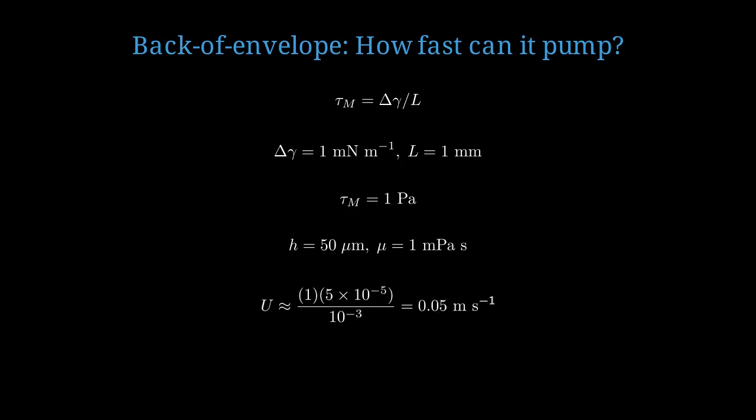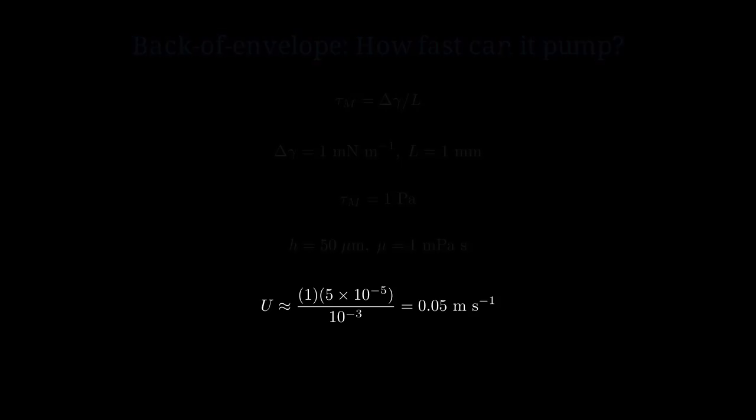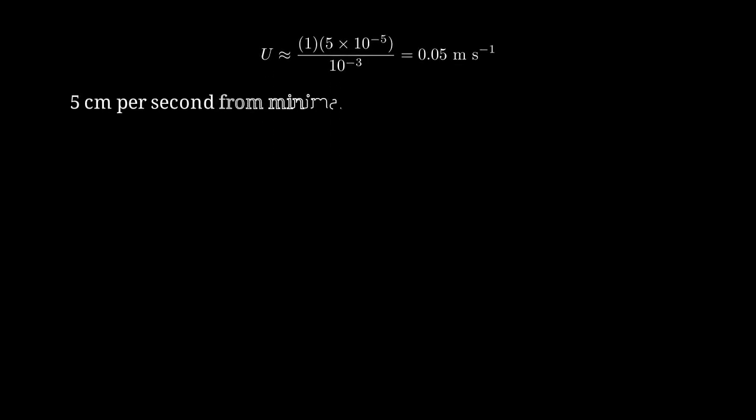Velocity is about 0.05 meters per second, or 5 centimeters per second, from a tiny surface tension contrast. That's an impressive 5 centimeters per second pumping speed from a minimal surface tension difference. How do we measure this phenomenon without getting fooled by artifacts?